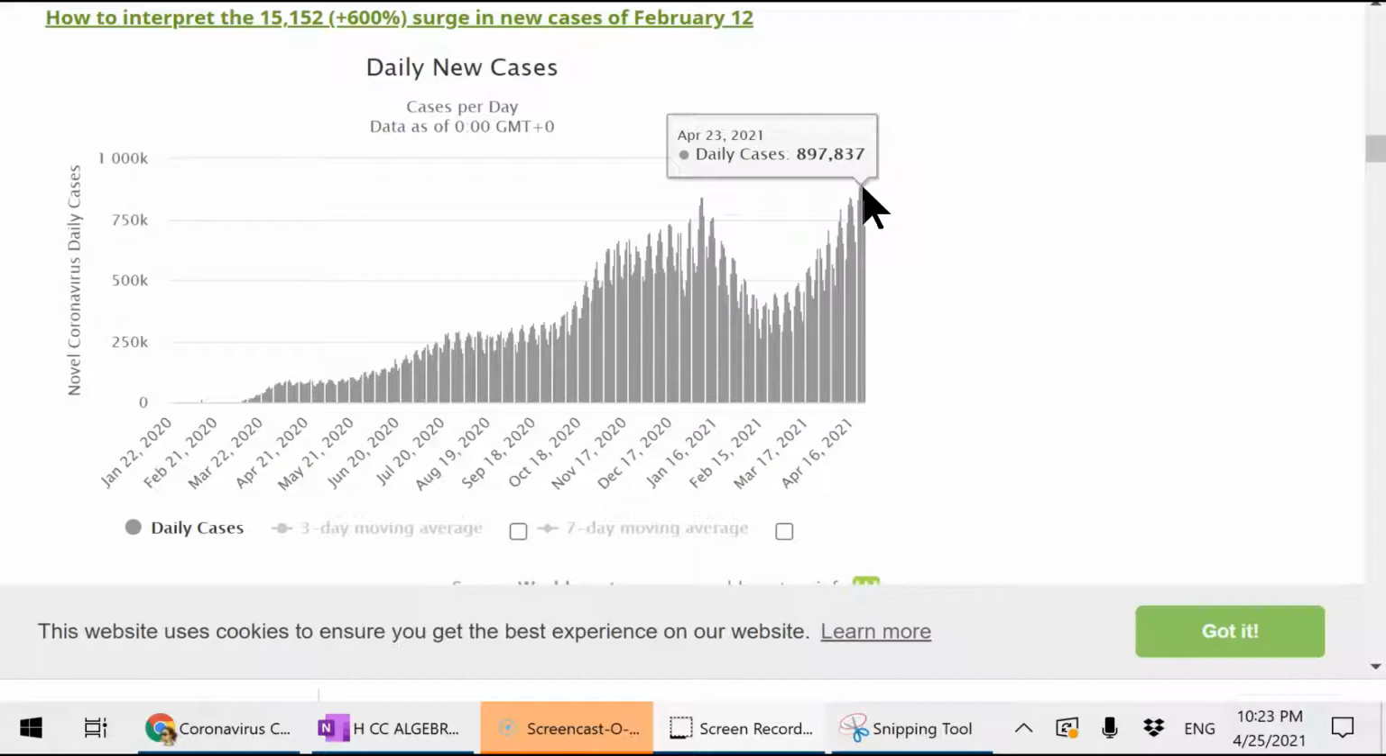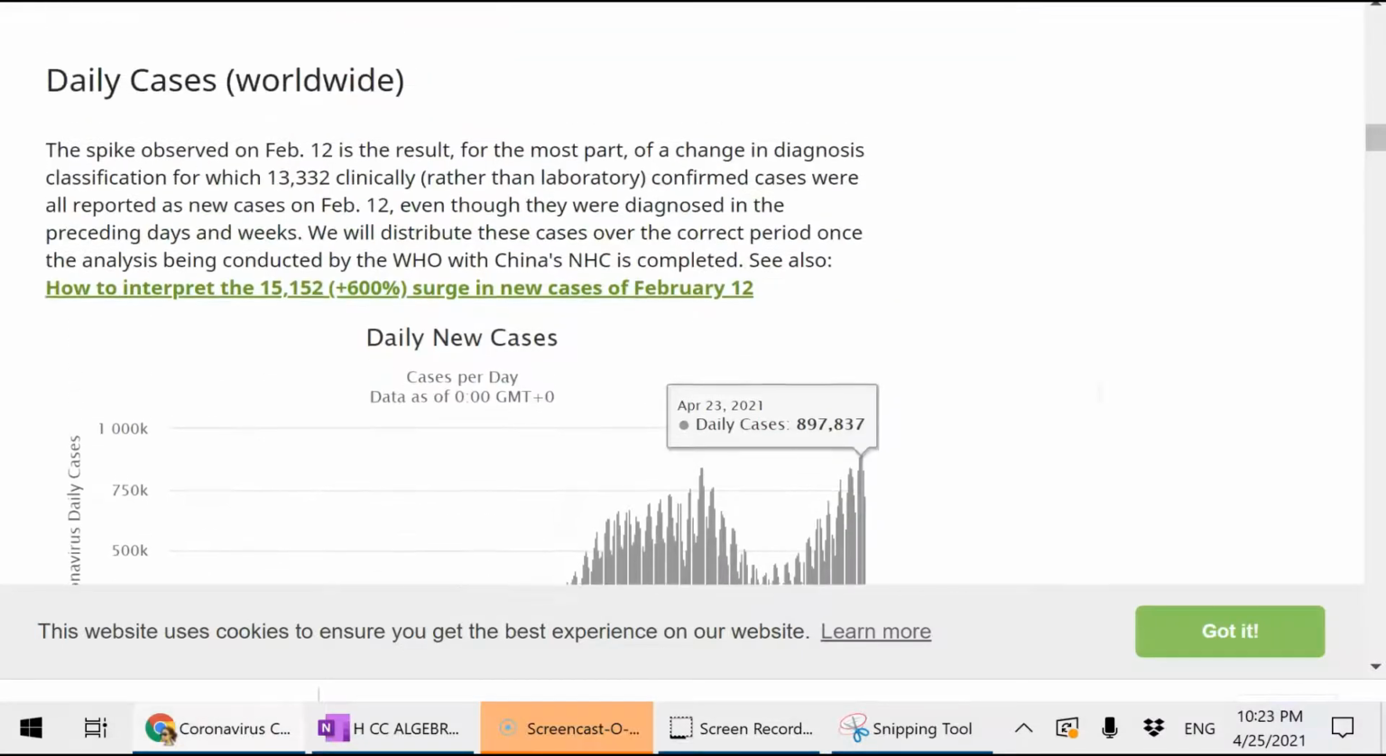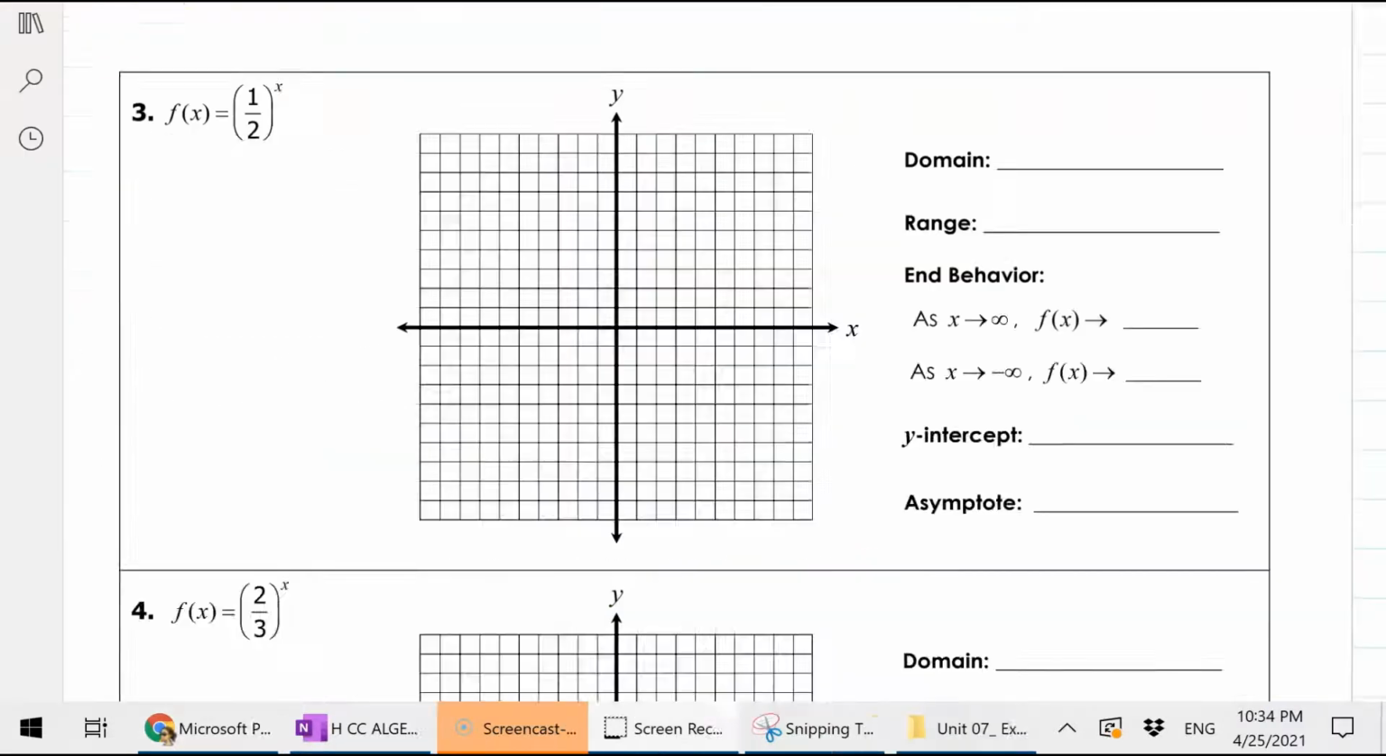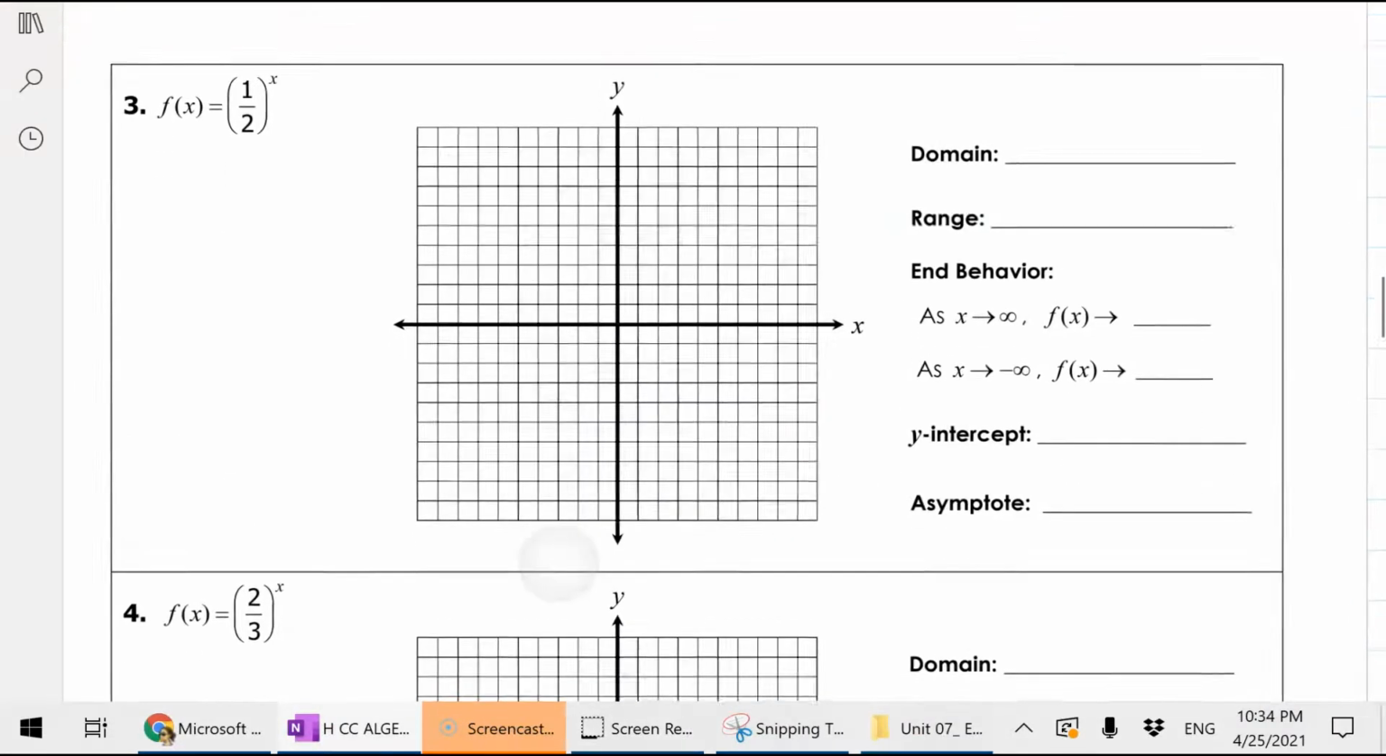Countrywide, by the way, actually I think this is in the world, and India's getting hit hard right now. So that's how domain and range fits into it. But we're not going to get into actual cases and stuff like that. That's just so you can understand what's going on. Okay, so let's get to it.